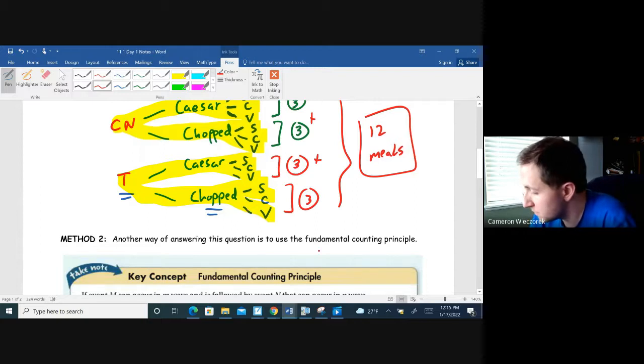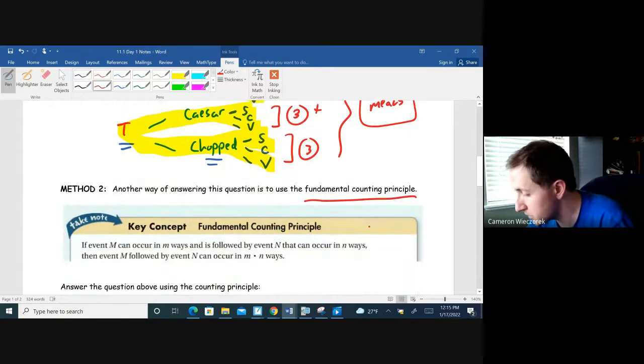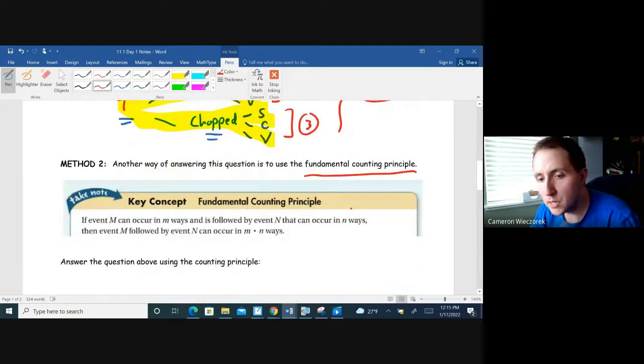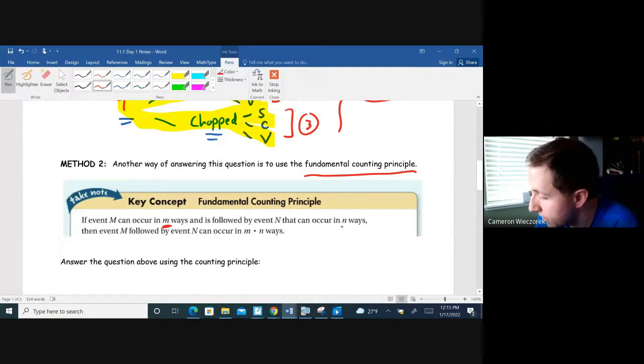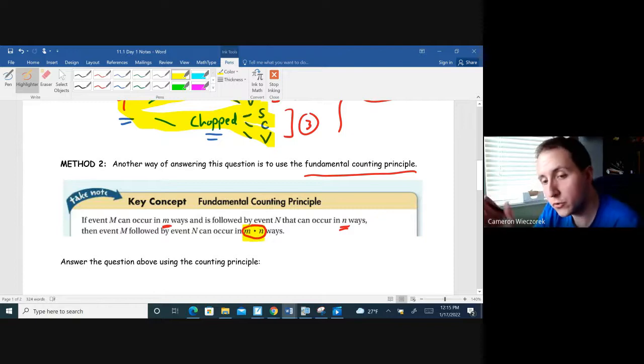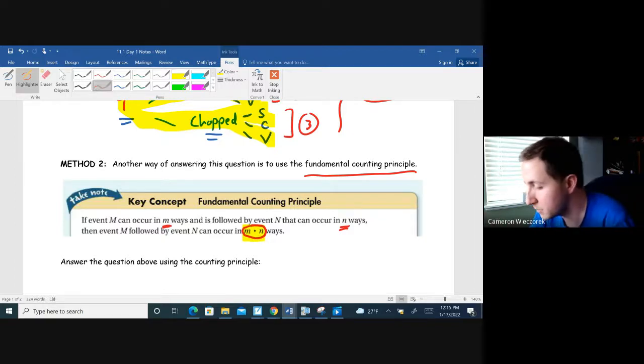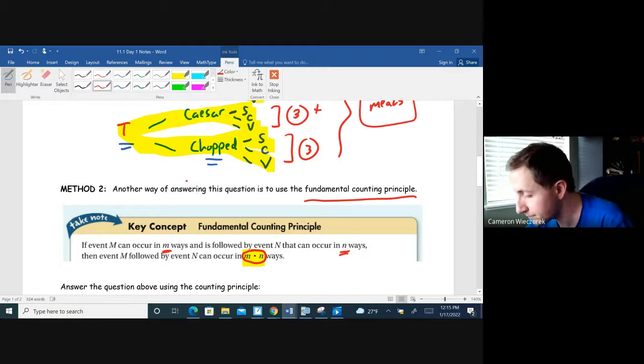this, is to use what's called the fundamental principle of counting, which basically says this. If you have some event M, which can occur in M ways, and you have another event N that can occur in N ways, then event M followed by event N can occur in M times N possible ways. So we're multiplying the amount of categories we have for every single possible option. So I'll show you how that applies to the example up top.